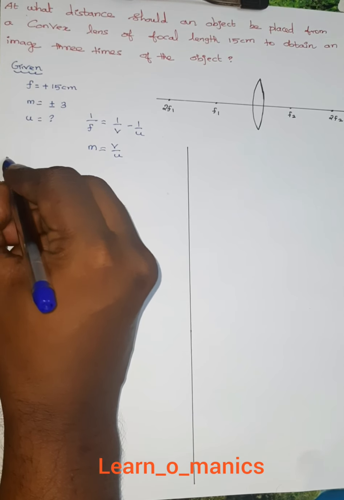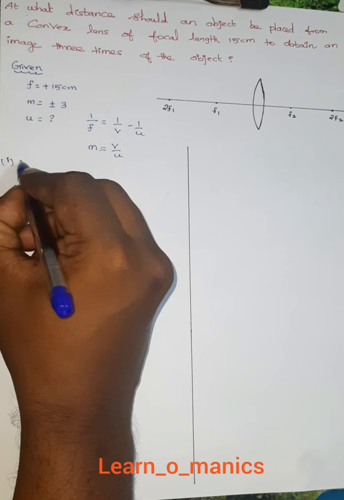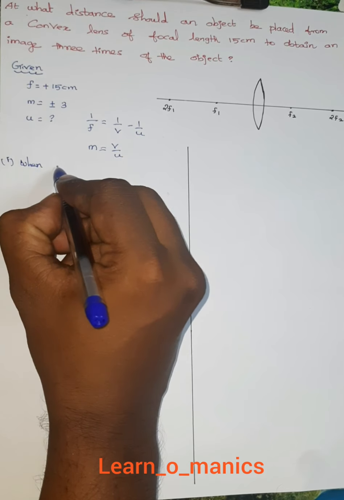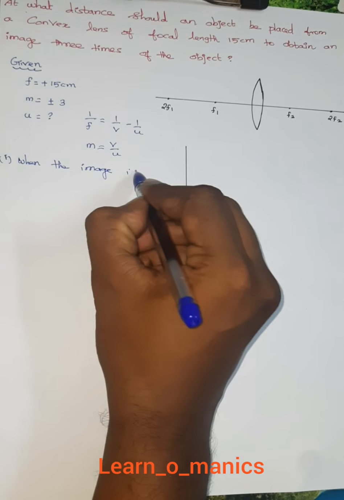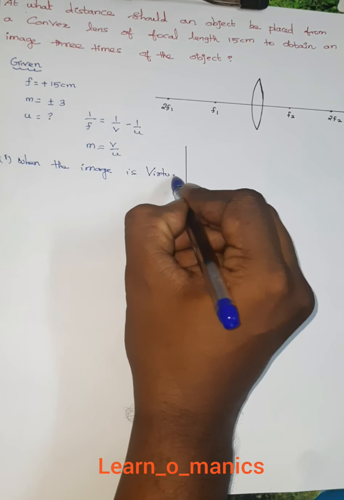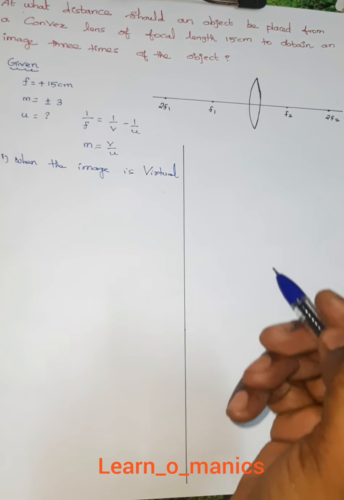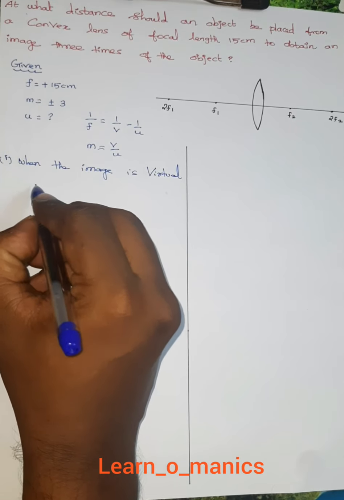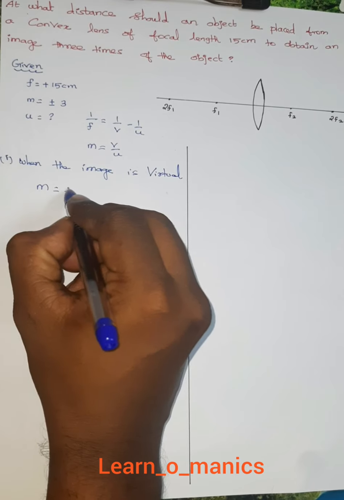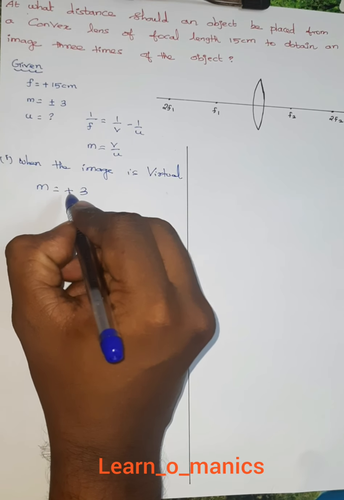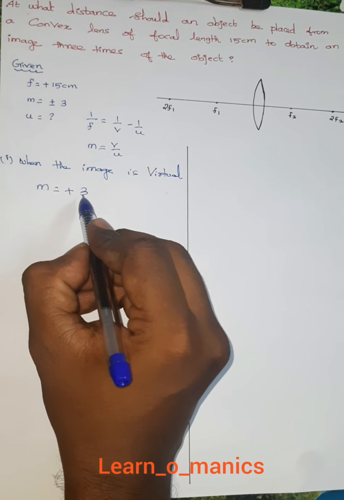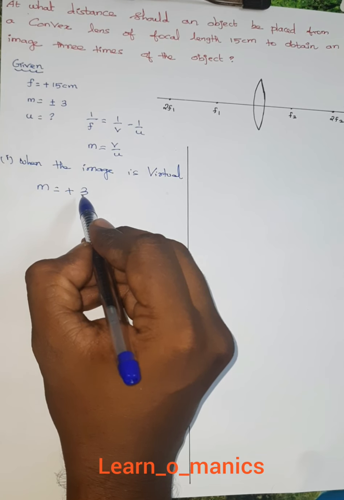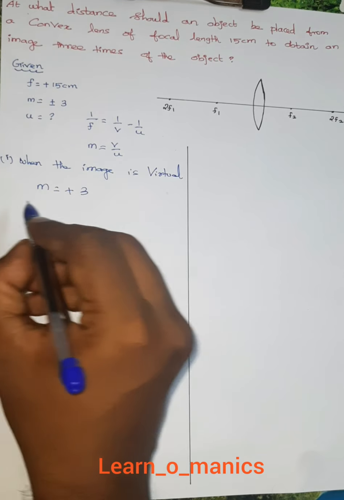So I'm going to solve first for when the image is virtual. For this case I'm going to solve the sum first. So what I'm going to take is m equals plus 3. Plus says the image is virtual and erect, and 3 says the image is looking somewhat bigger than the object, right, zoomed, right. Let us solve the sum.